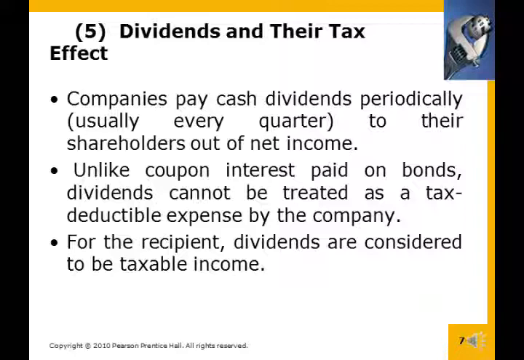Unlike coupon interest paid on bonds, dividends cannot be treated as a tax-deductible expense by the company. So, if you are talking about coupon interest paid on bonds, they are considered an expense for the company. So, no taxes will be imposed on this interest paid. But for the recipient, dividends are considered to be taxable income. Thus, taxes will be imposed on dividends.